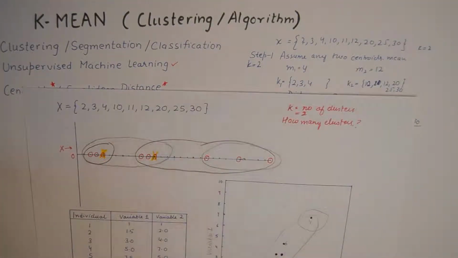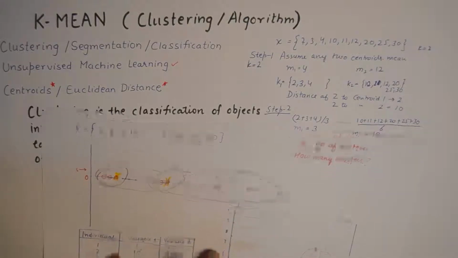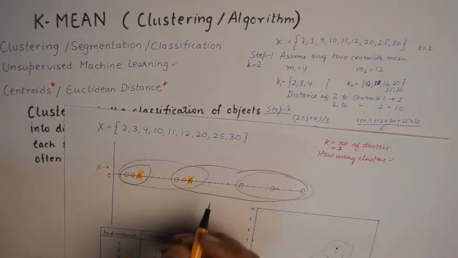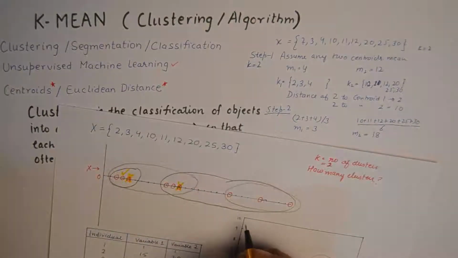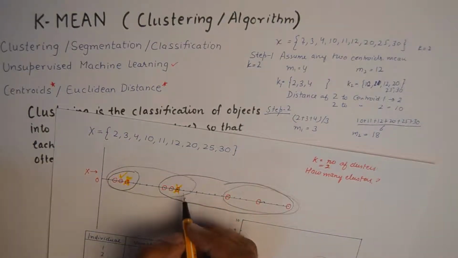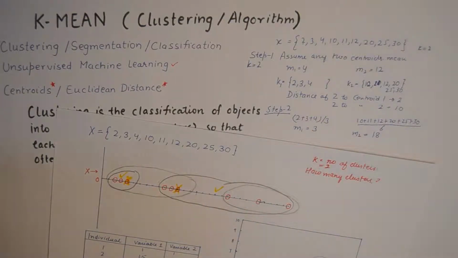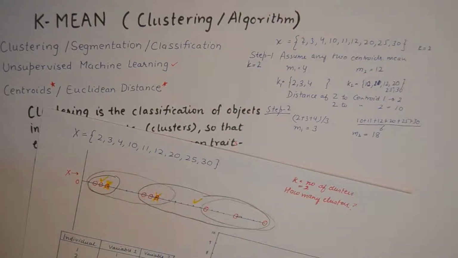So let me mark those again. In the second iteration, my first centroid has shifted to 3. So it has gone here. I'll put this. And my next centroid has gone to 18. So this is 12 and this is 18. So now you'll see some data points will shift their positions in terms of their participation in the clusters.